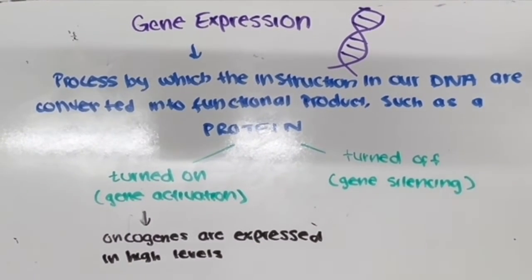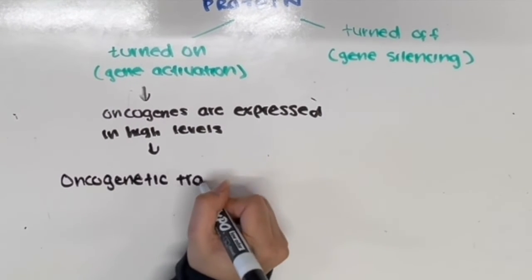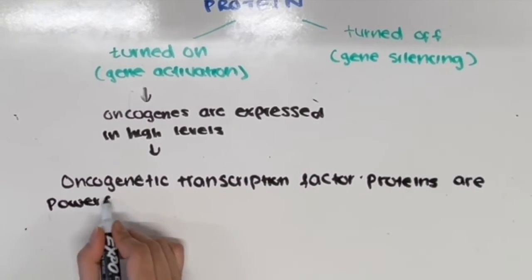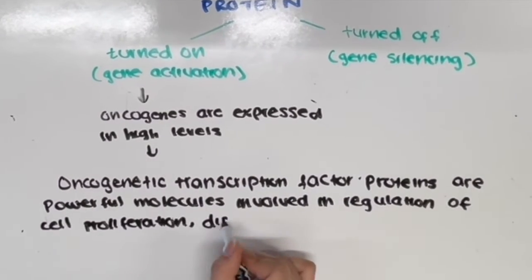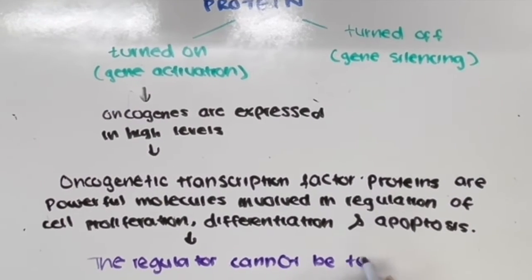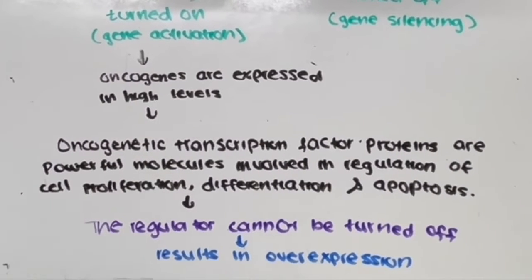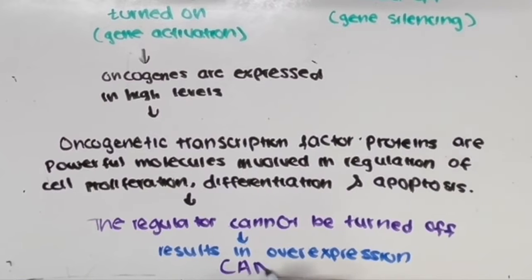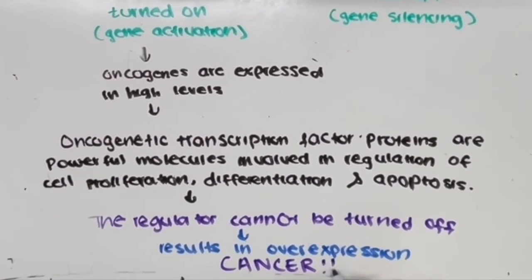This can be the result of gene mutation or changes in gene regulation, including oncogenes, specifically oncogenetic transcription factors, which contain proteins that are powerful molecules involved in regulation of cell proliferation, differentiation, and apoptosis. Consequently, the regulator cannot be turned off, which results in overexpression of that particular gene. While these changes don't occur simultaneously in one cancer, changes at each of these levels can be detected when observing cancer at different sites in different individuals, but overall cancer does emerge.